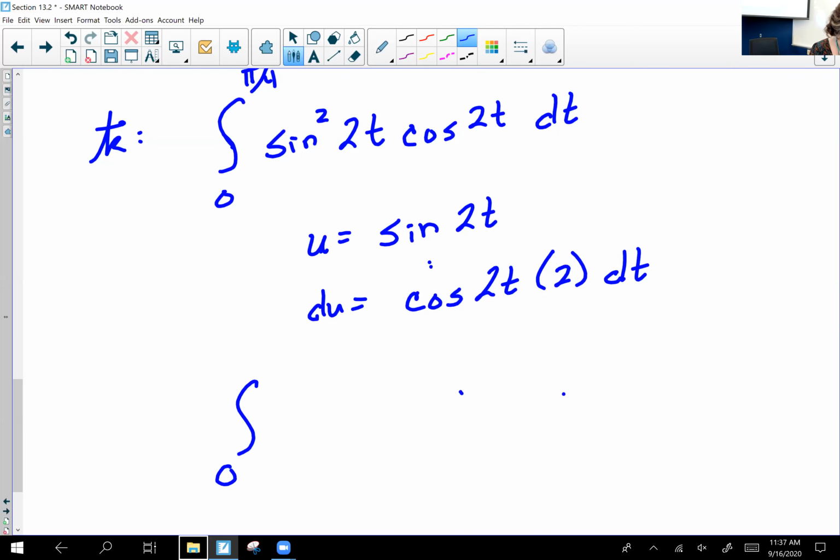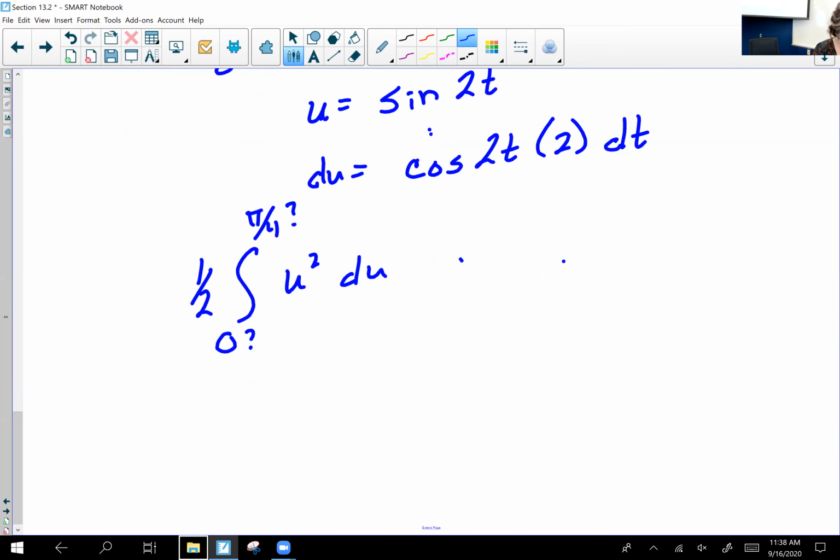I'm not going to change these. You can if you're comfortable doing that, but we then end up with a 1/2 u squared du. So this then becomes 1/6 u cubed.